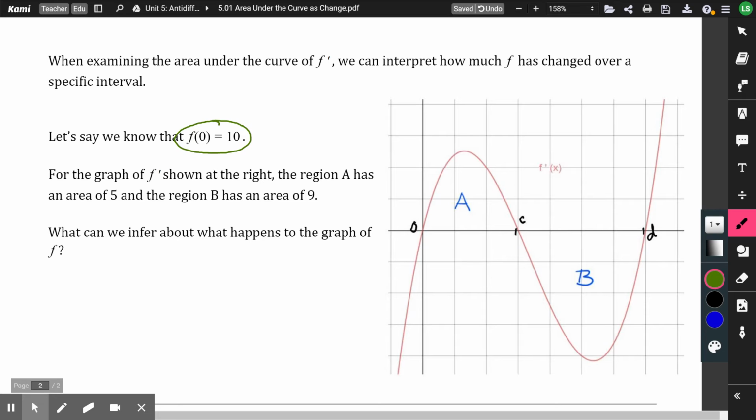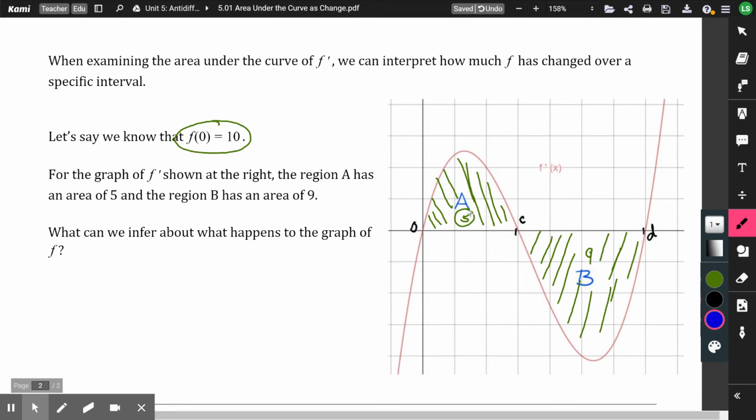We know that at x equals 0, y is going to be 10. Here we have the picture of our derivative, and we know that the region for a is going to have an area of 5. So this area right in here is all worth 5. And the region for b has an area of 9. So what can we infer about what happens with the graph of f?